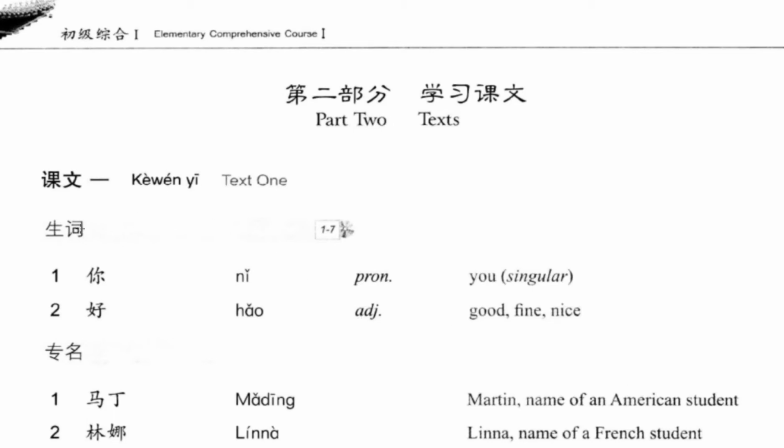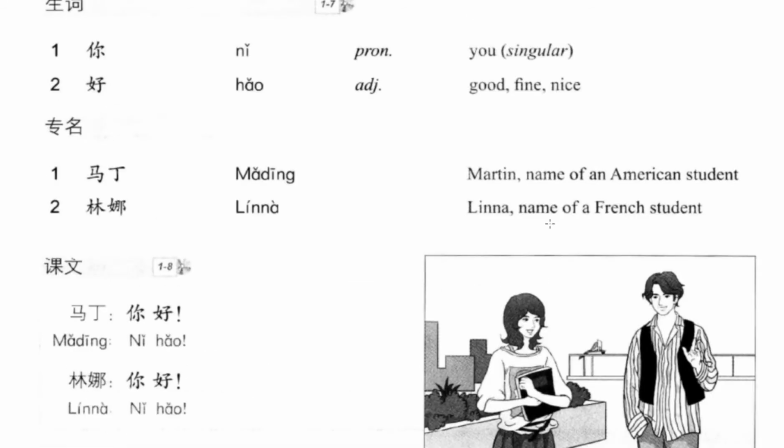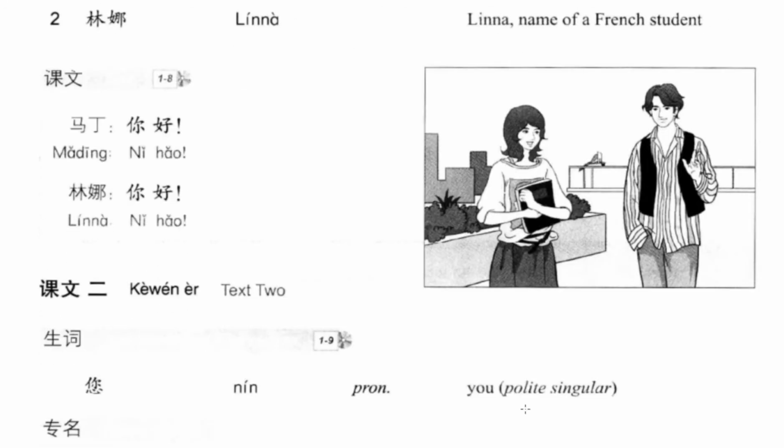Characters, Chinese characters. The first one 你, pronounced like the third tones, 你 means you. Of course it's singular, and we also have the polite singular you like this 您, but these are different, and 你 means you singular, 您 means polite singular.